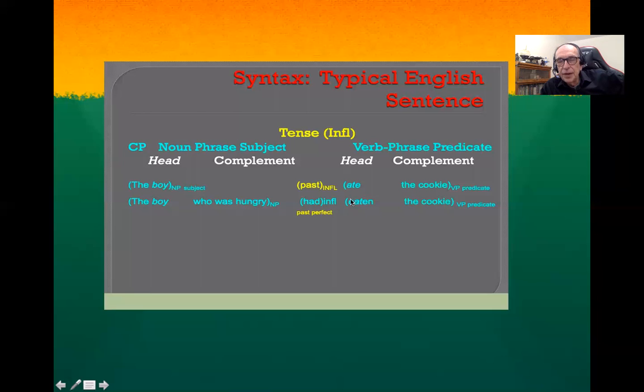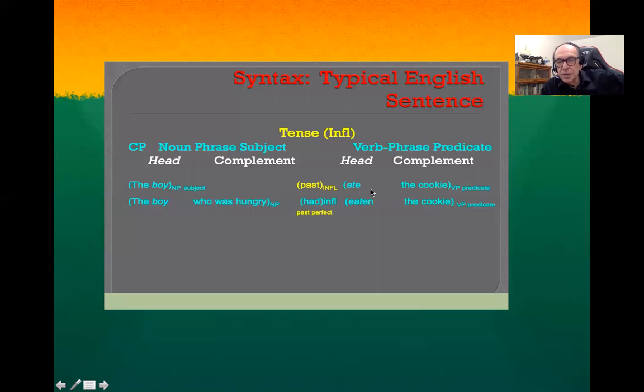And that has the head of eat and the complement of cookie, again, a direct object, noun phrase, complement, object and complement I'm using synonymously. In addition, both in the first sentence, the boy ate the cookie, and the second sentence, the boy who was hungry had eaten the cookie.